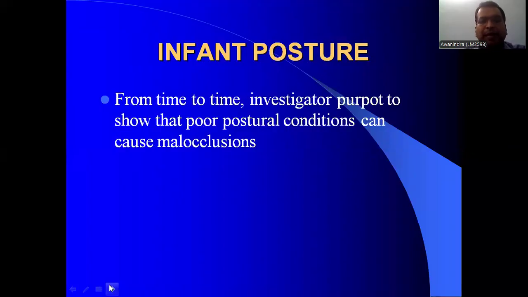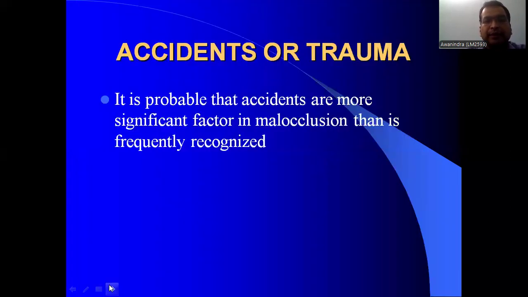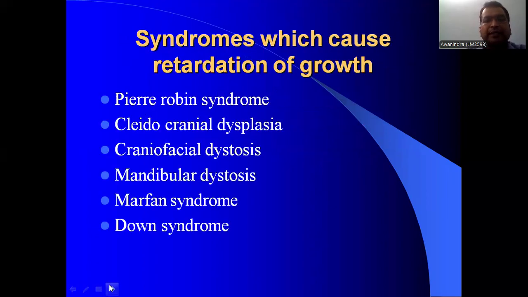Infant posture from time to time has been investigated to show that a poor postural condition can cause malocclusion. How the infant's posture in the womb also determines the future malocclusion after birth. Accident or trauma: it is probable that accidents are a more significant factor in malocclusion than is frequently recognized.